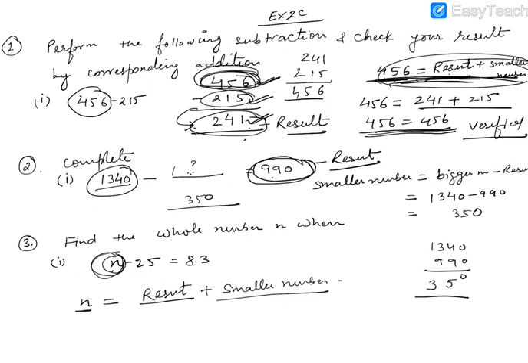So this is the bigger number because 25 is subtracted from this number, so of course this number is bigger than 25. So result 83 plus 25. Add it, 83 and 25. 5 plus 3, 8. 108. In the same way you can do the rest of the questions.